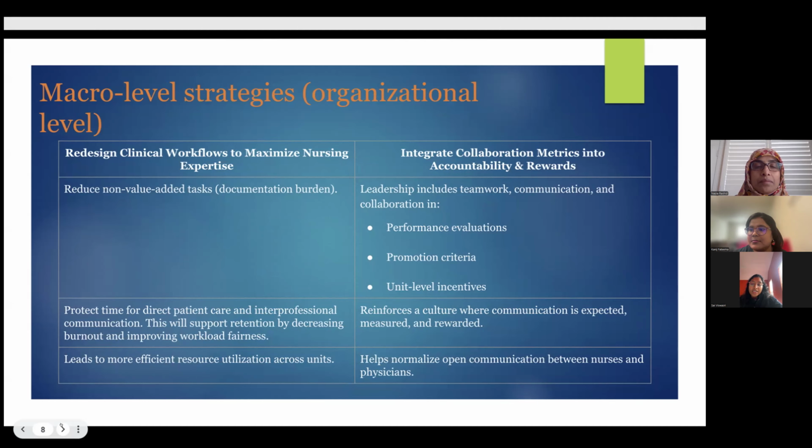Another key strategy is integrating collaboration metrics into accountability and performance systems. When communication and teamwork are built into evaluations, promotions, and recognition, staff understand that these behaviors are expected and valued. These organizational strategies help create a culture where communication is consistent, structured, and supported. Next slide.